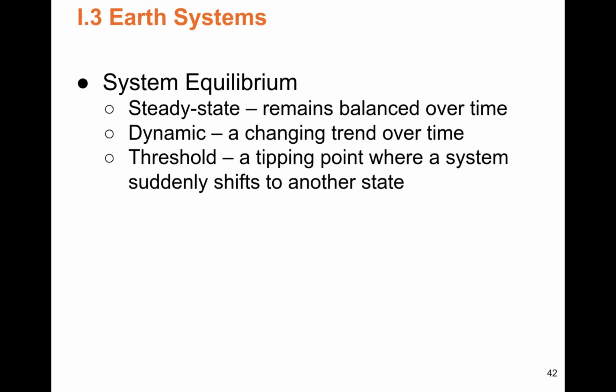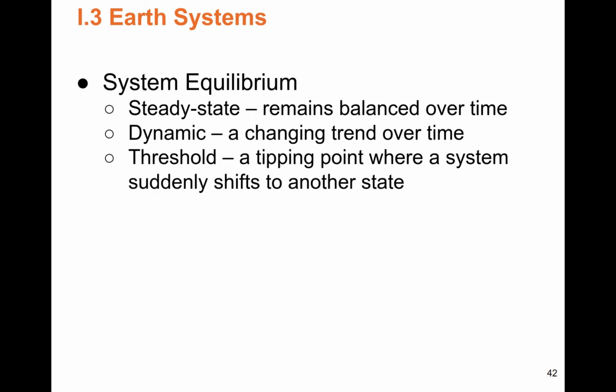So let's talk about system equilibrium. System equilibrium is the idea that a system would have a given level of behavior. You could have different types of equilibrium. The behavior could be changing, in which case it would be a dynamic equilibrium. You could have steady state equilibrium, where the system remains more or less the same over long periods of time. Probably very rare in nature. There are thresholds in systems, a tipping point where a system shifts to another state.